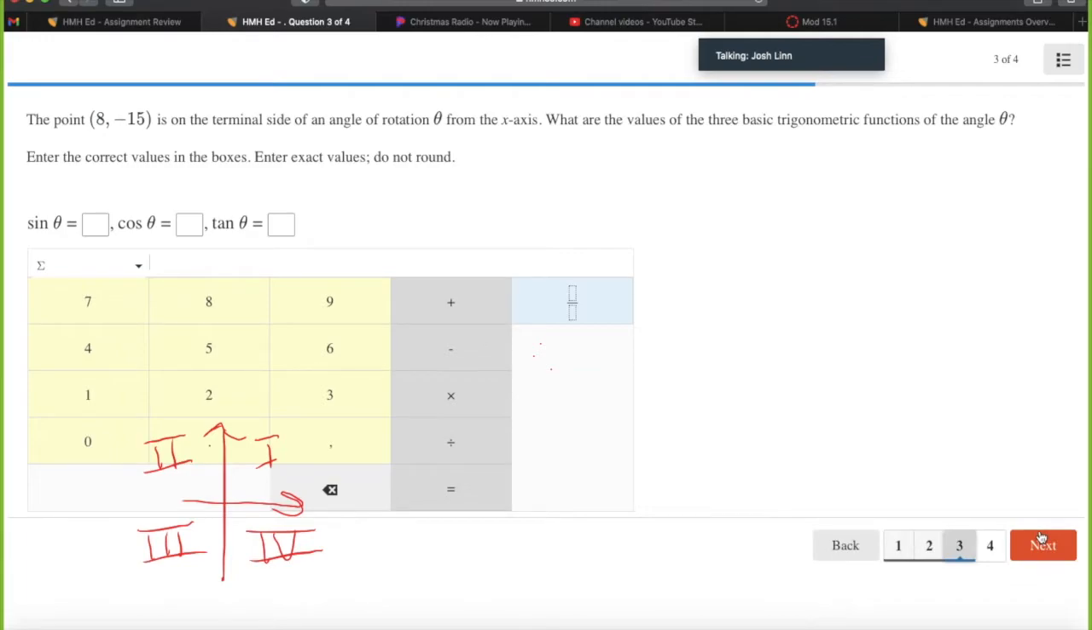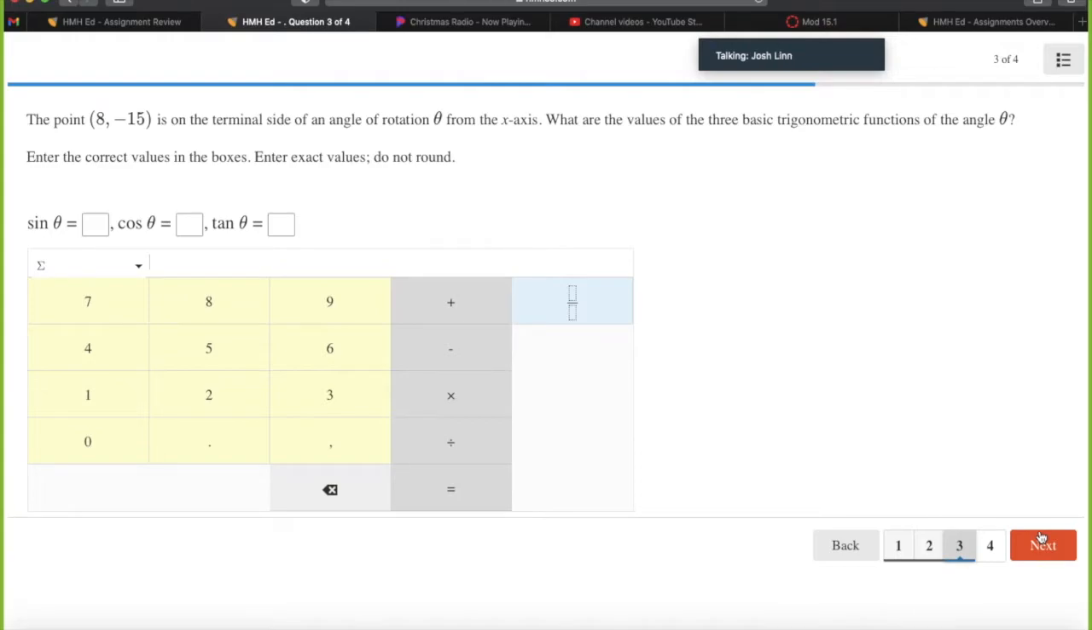Ooh, do I actually get to do some work? The point (8, -15) is on the terminal side of an angle of rotation theta from the x-axis. What are the values of the three basic trigonometric functions of the angle theta? Enter the correct values in the box. Enter exact values, do not round. Anytime they say enter exact values, that probably means they want either the pi or a fraction or something like that. So just so you're aware of that.